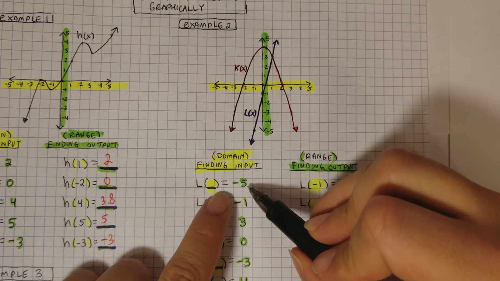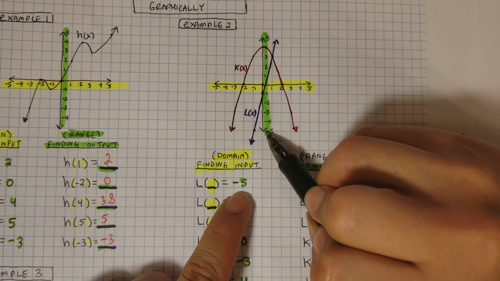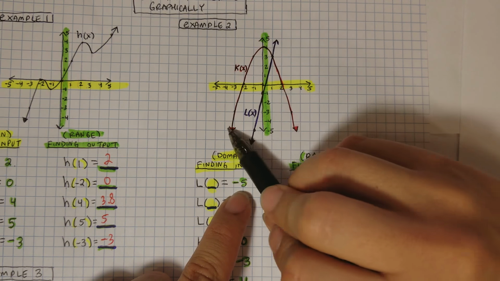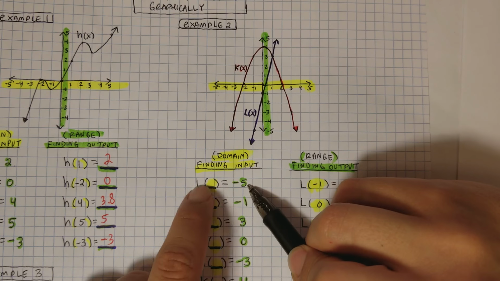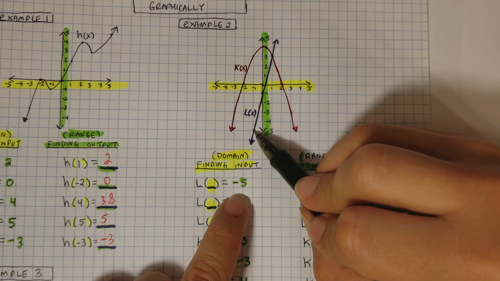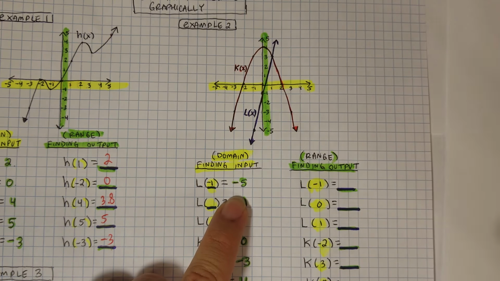So let's do the first one. -5. So we go to the -5. Notice that I have 2 lines, so be very careful. I have the k of x function and the L of x function. They want L, so we are looking for the blue one here. At -5, the input for the L function is going to be -1. So I'm going to put -1 right in there.